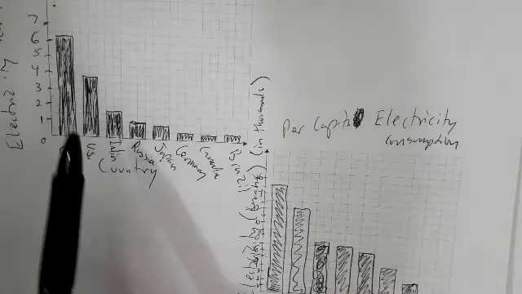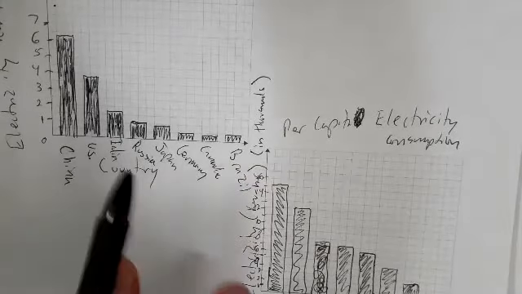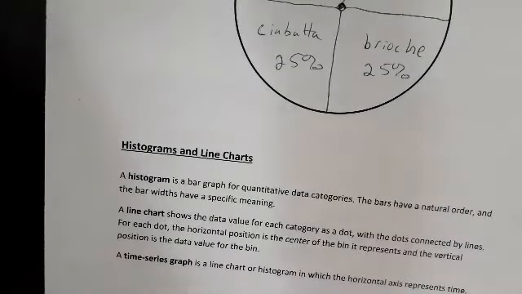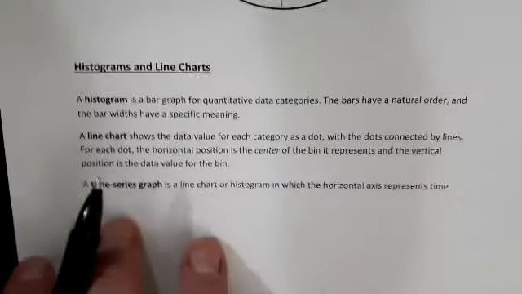And I kept them all 2 tiles in width. So each one of these bars is the width of 2 tiles. What does the 2 tiles represent? It doesn't represent anything. It just represents what made it pretty. When we get to histograms, the width of our bar is going to actually represent something very specific. It is going to represent a range of quantities.